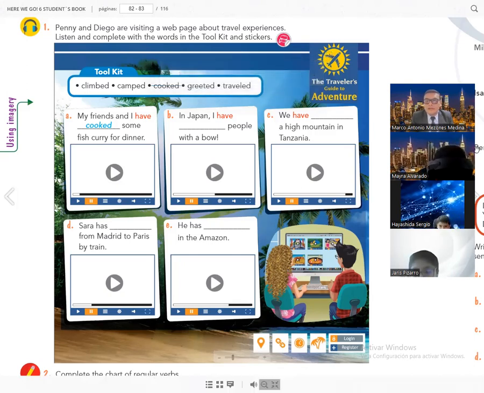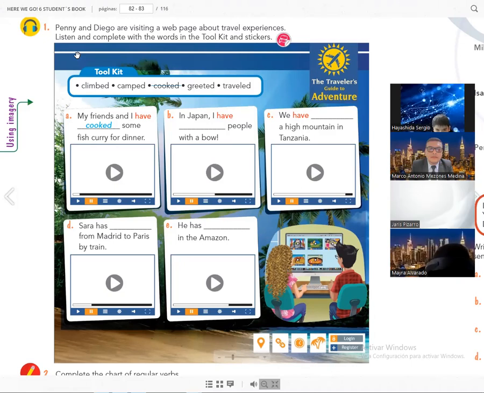Okay, so in letter A, my friends and I cooked some fish curry for dinner. Yeah, that's good. Did you stick the sticker? Which one would it be? The pot they are cooking in, right? Yeah, good. Any volunteer for letter B to complete? Okay, Sergio, please, here you go. In Japan, I have greeted people with a bow.